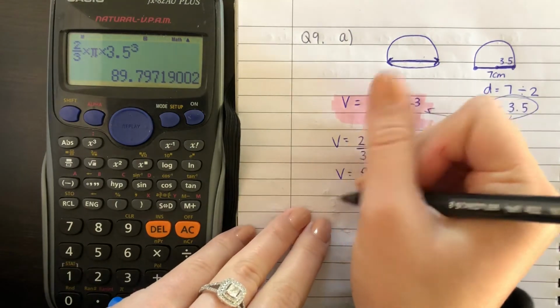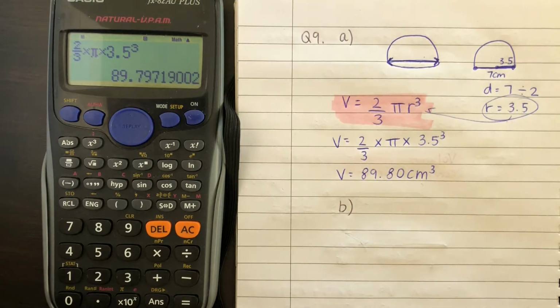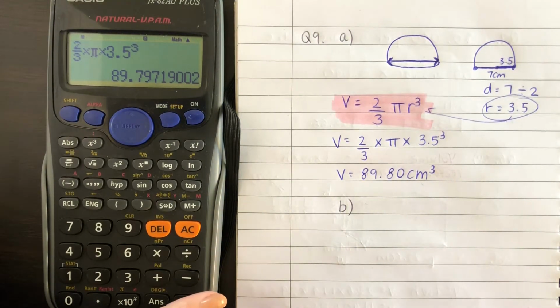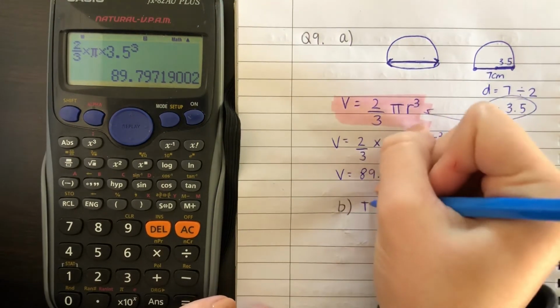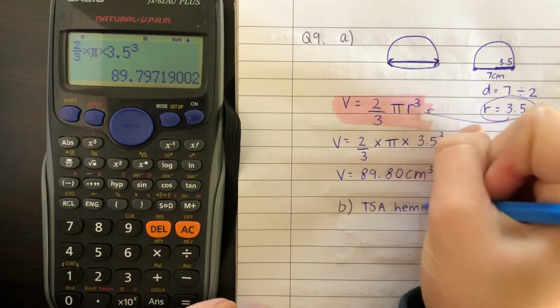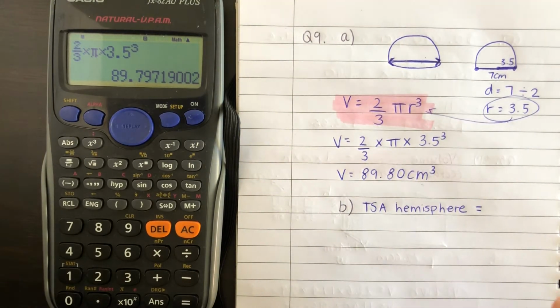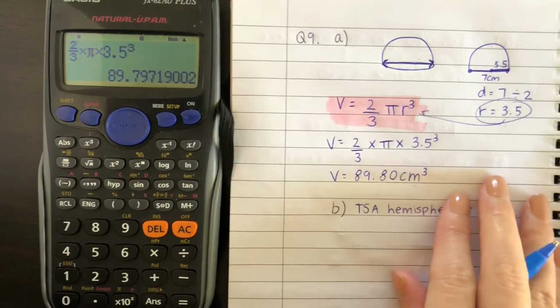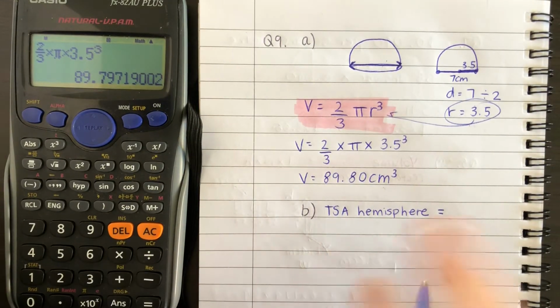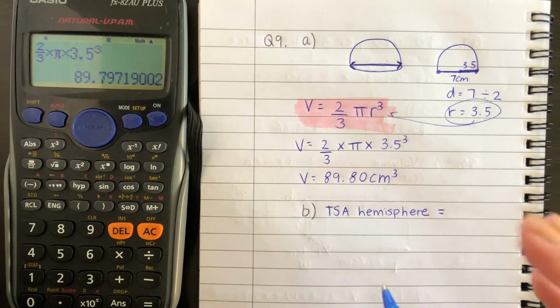For question 9B, what is the total surface area of a Vertuo capsule? Well, same shape, but this time we need the formula for the total surface area of a hemisphere. Now, if you go back to my YouTube video that shows total surface area of a sphere, you'll see that I talk about how to get the formula for a hemisphere from the formula of an actual whole sphere itself.